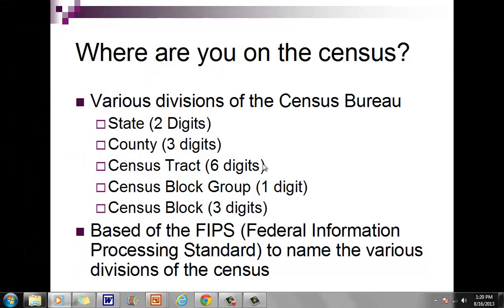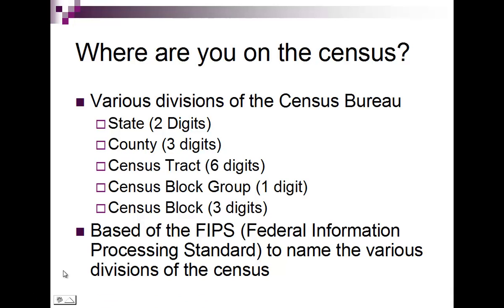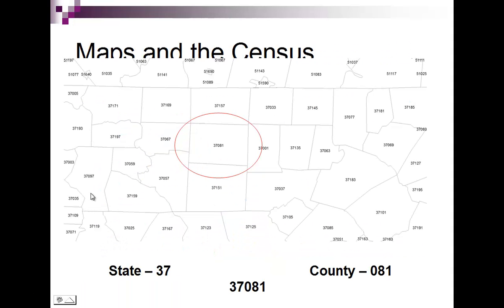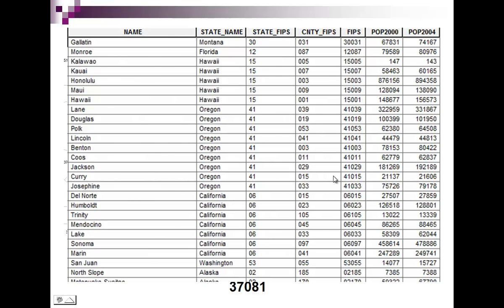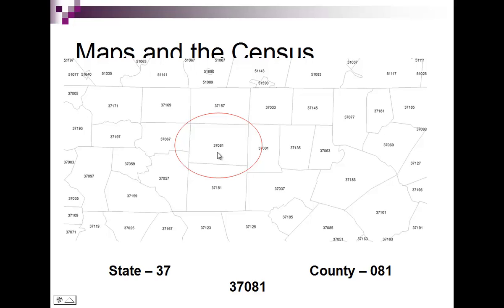Okay, so this is based on the FIPS code, the Federal Information Processing Standard. What we're looking at here is Guilford County. Our state is 37. Our county is 081, and our FIPS code is 37081. You can see over here in Durham, we're 37063. And those are just in alphabetical order. So Guilford is higher, it's a G. Durham is D. Orange starts with O, is 135. Alamance is 001. That's the first county alphabetically in the state.